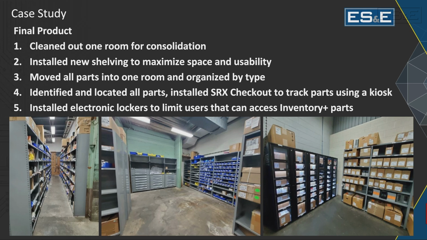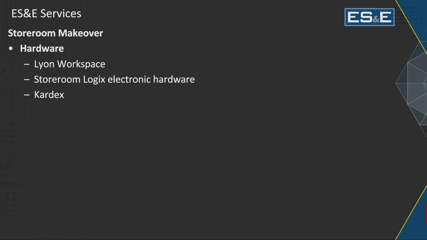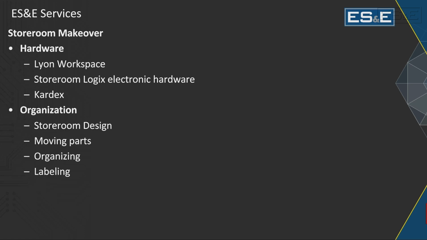So far it's already saved them $10,000 or $20,000 just from not grabbing the inventory plus part. So the stuff that we can do, this is just for us. We can do a storeroom makeover. Start from scratch, build your hardware, organize it, pull all the data, take it all down, and put it into the system. It doesn't matter what your system is. Or we can do any part of these individually.